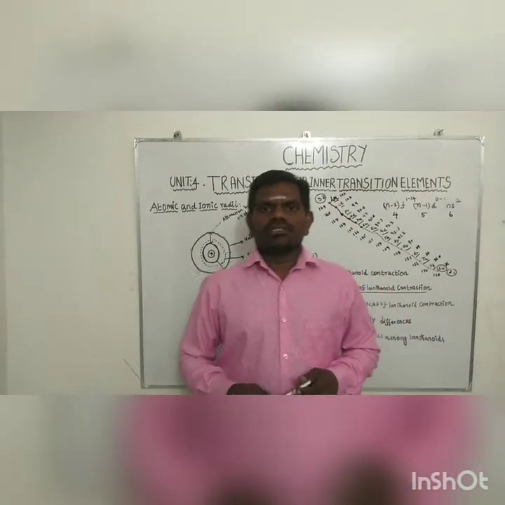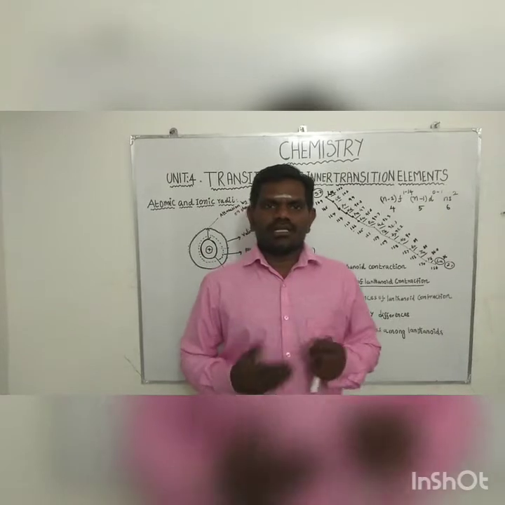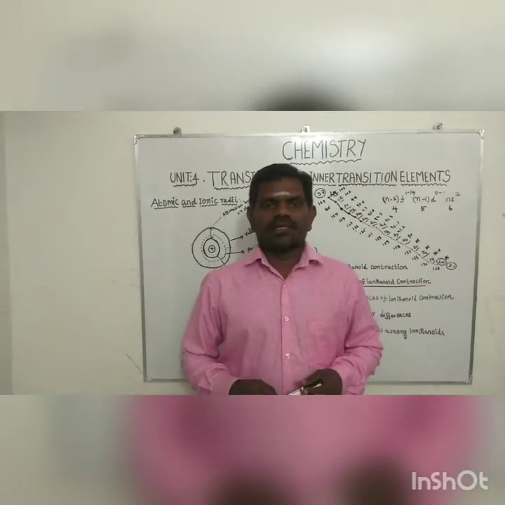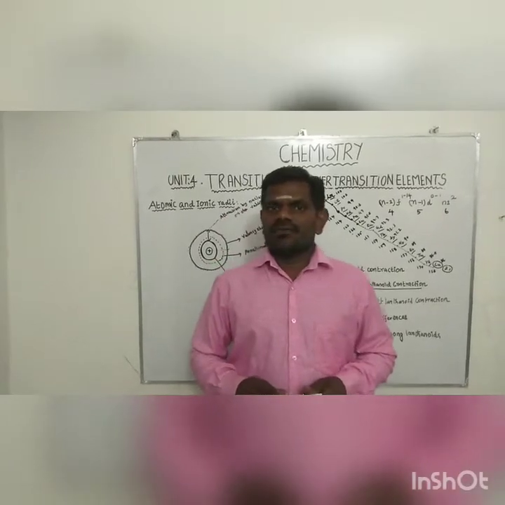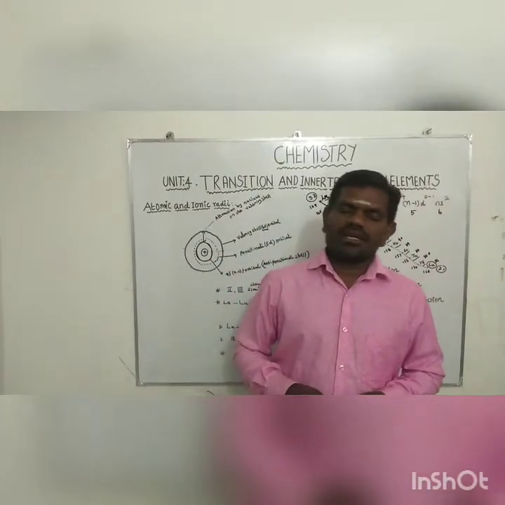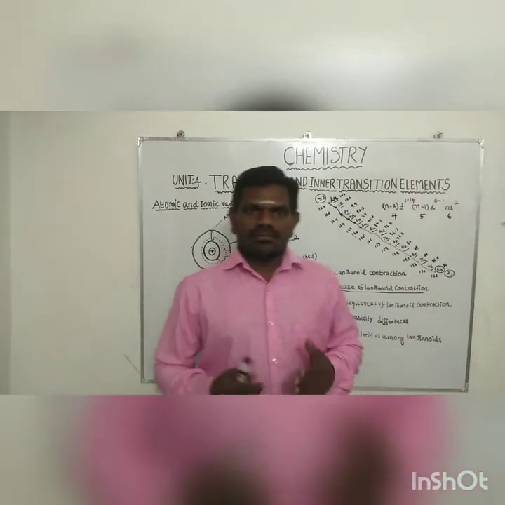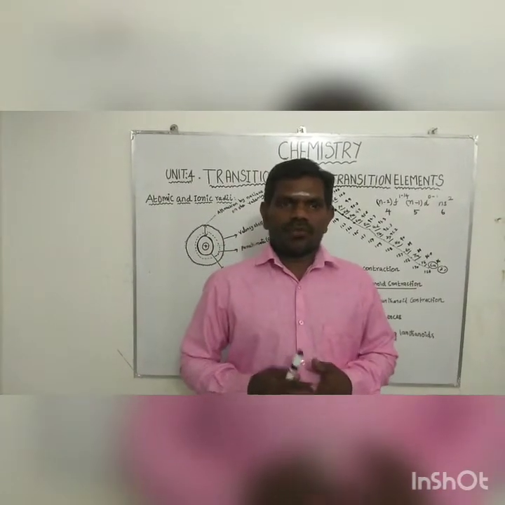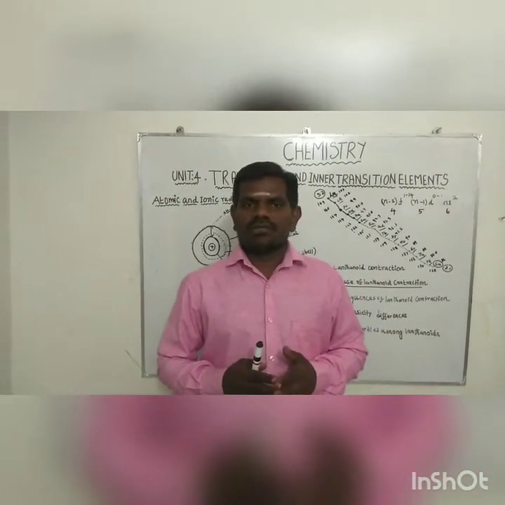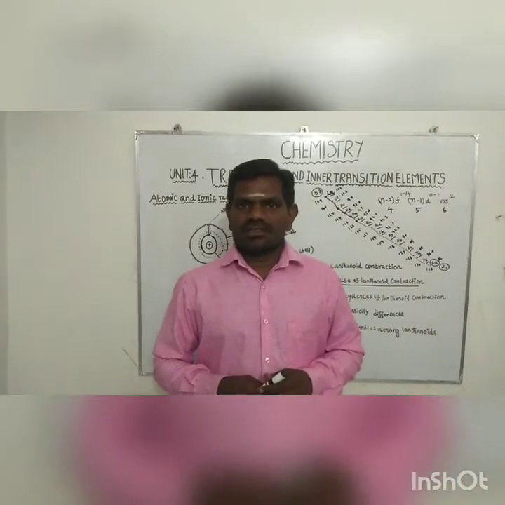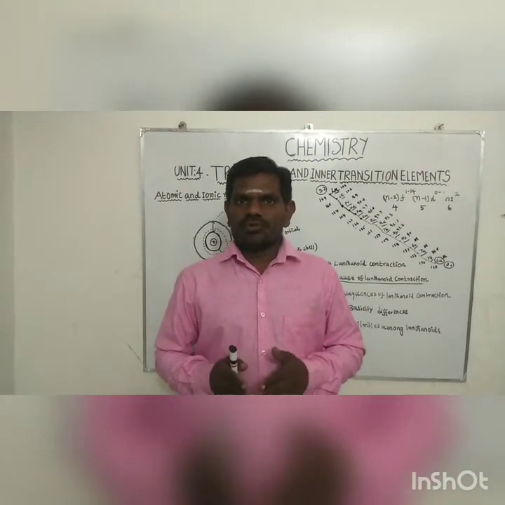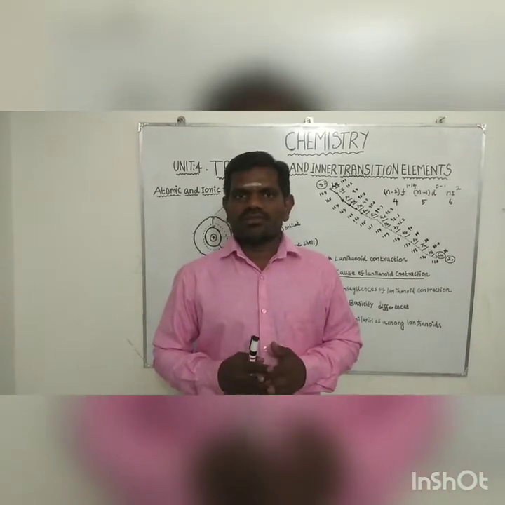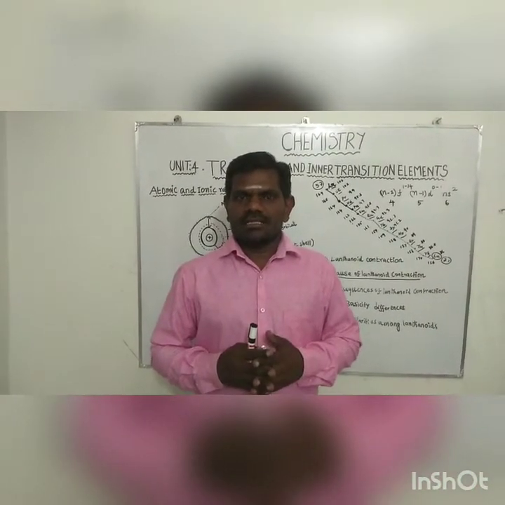Today we are going to discuss transition and inner transition elements. The subtopic is atomic radii and ionic radii of lanthanides. What are lanthanides? In the periodic table, 4f series elements are called lanthanides. The atomic numbers 57 to 71, lanthanum to lutetium. These elements are also known as lanthanides.